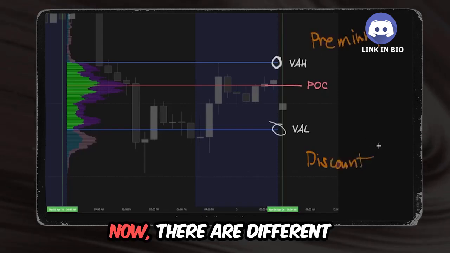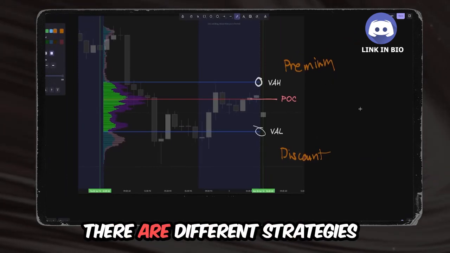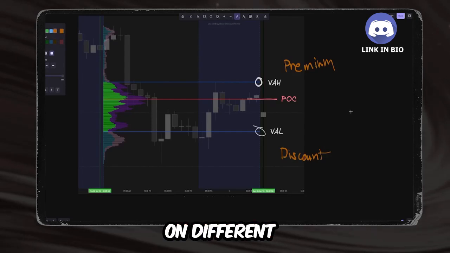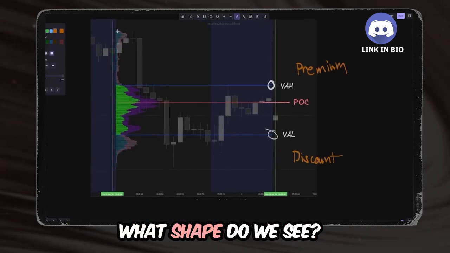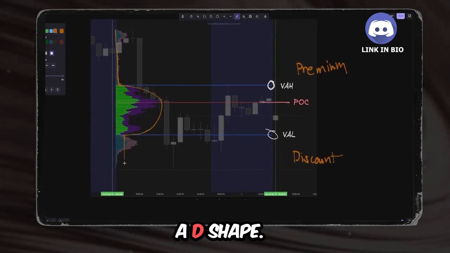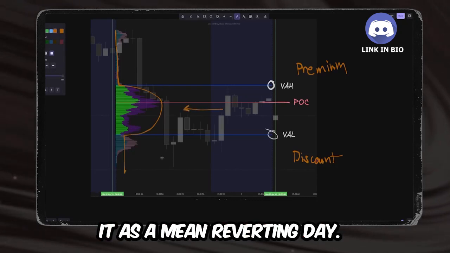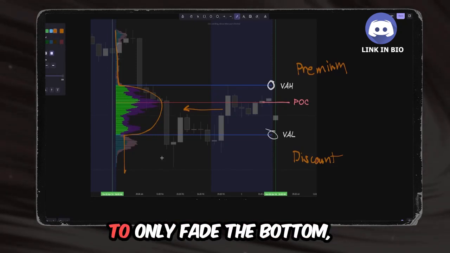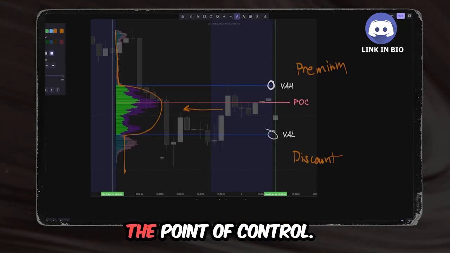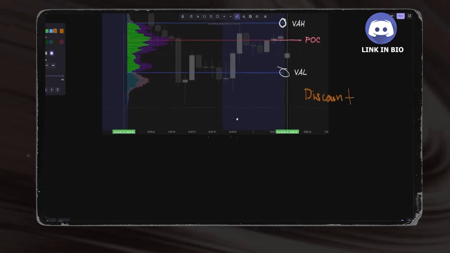Now, there are different shapes to it. There are different strategies on different market conditions. So for this current condition, what do we have over here? What shape do we see? A D shape. If we see this type of shape, this is when you like to call it a mean reverting day. So if it's a mean reverting day, that means you want to only fade the bottom, fade the top, and target the point of control. Now, let's jump into that real quick.